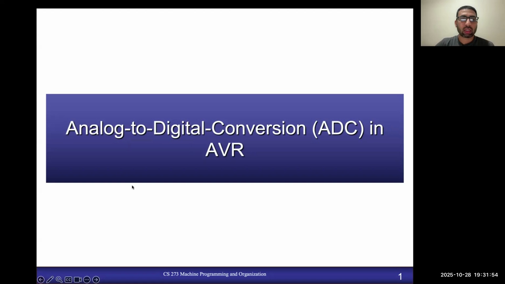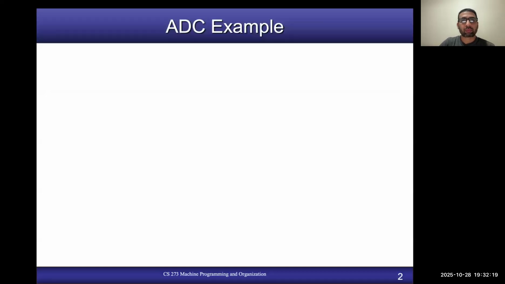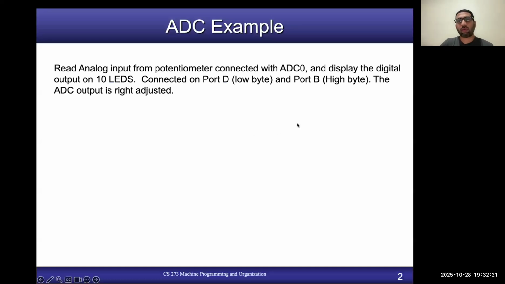So last time we were talking about analog to digital conversion in AVR. We have almost covered the topic, but we were not able to cover the example. So we will start today from the same place where we left last time, and we will have a look at the example, and after that we will also talk a little bit about digital to analog conversion. Okay, so let's first have a look at the example.